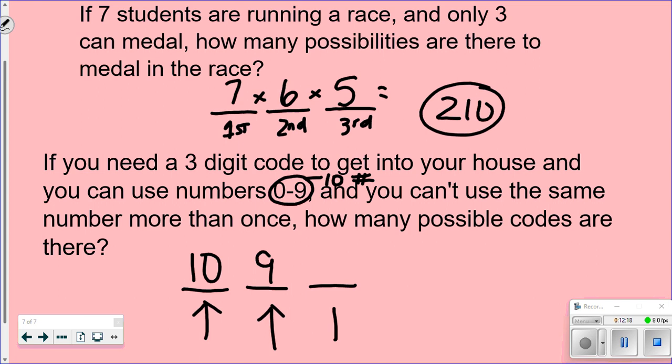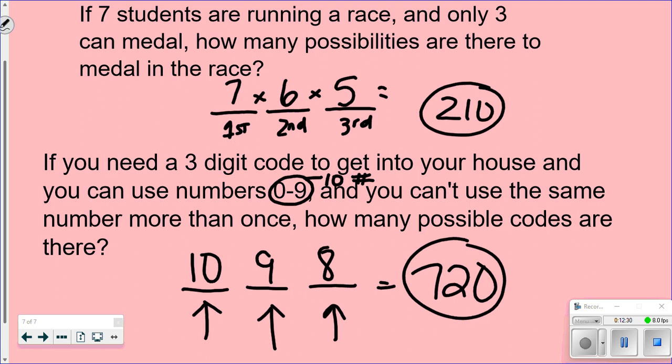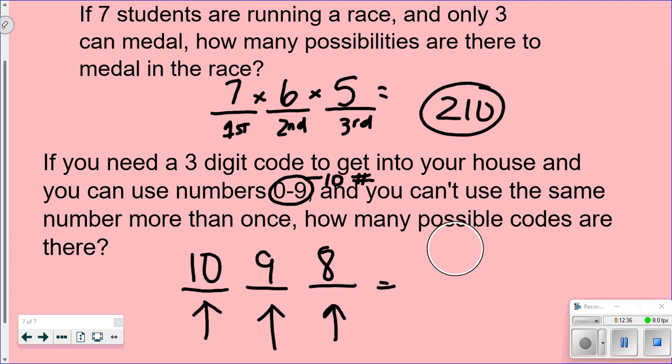For my third spot, I only have 8 numbers left over because I used 2 in the front. So 10 times 9 times 8 is 720. That means I have 720 ways that I can create a 3-digit code to get into my house. And a lot of times it's 4 digits. So if I had another digit and I couldn't use it, it'd be times 7. So that's this many possibilities.